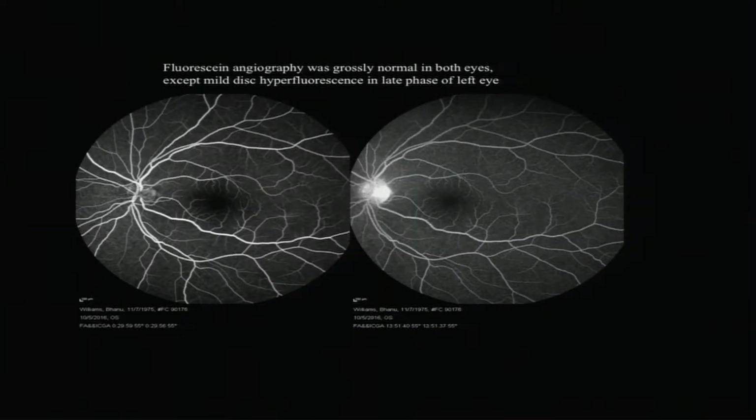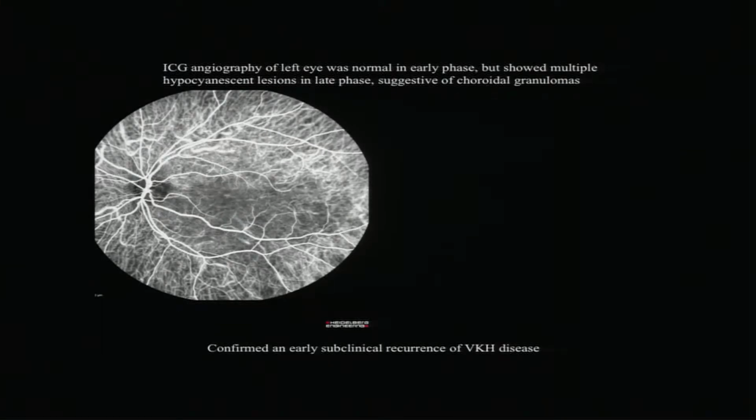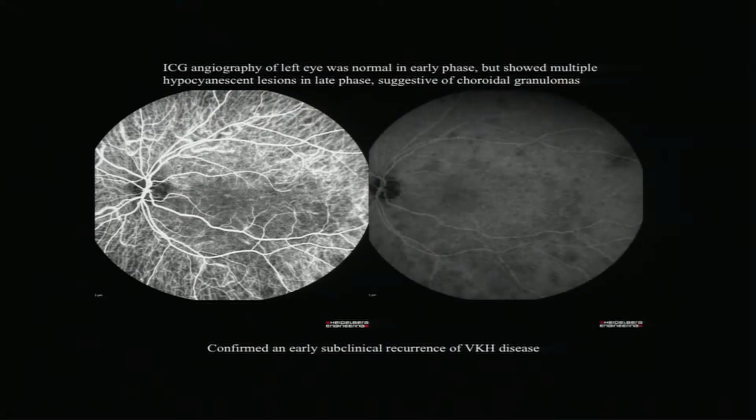Now, we plan to take her up for the combined FFA and ICG. If you just look at the FFA frames, the fluorescein angiography was grossly normal in both the eyes, except for mild disc hyperfluorescence in the late phase of the left eye. But when we look at the ICG, the early phase was normal in the left eye, but we could see some granulomas in the late phase in the left eye.